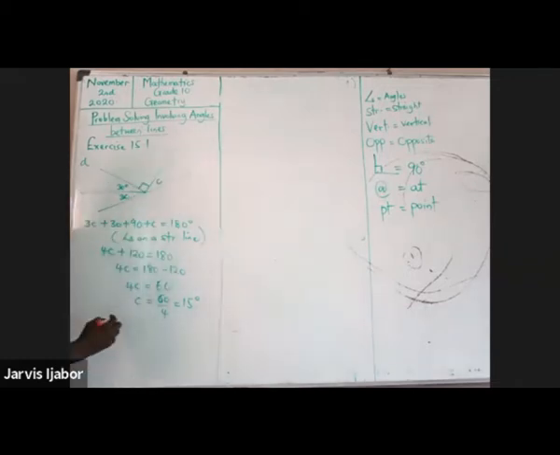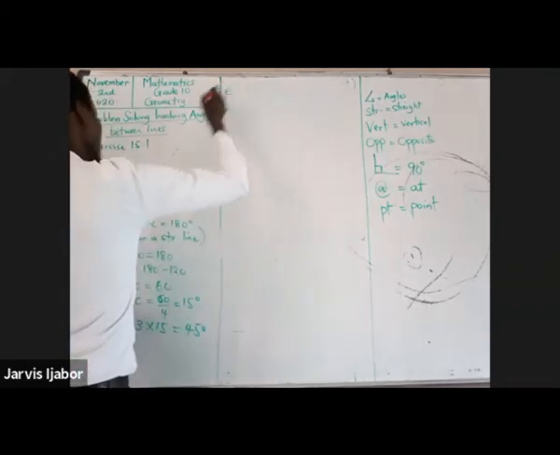We are going to part C. So 3C will be equal to 3 times 15, which will be equal to what? 45 degrees. So we are done with that one. So let's now go to question E.